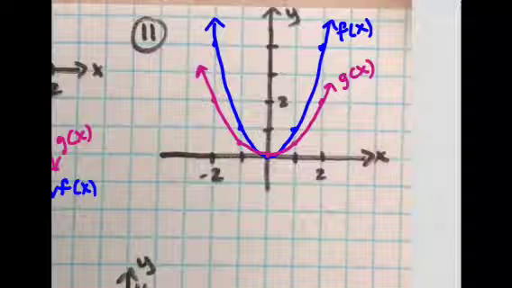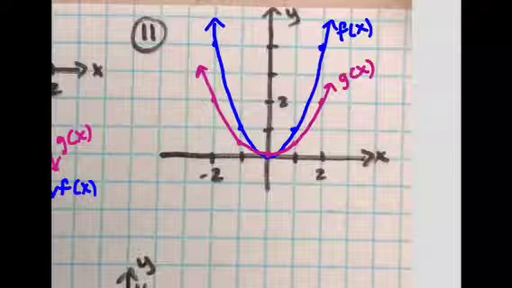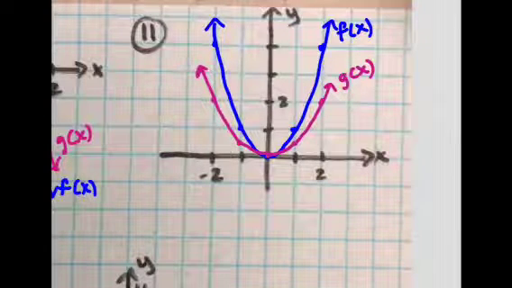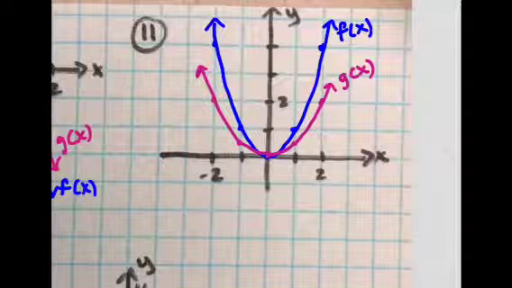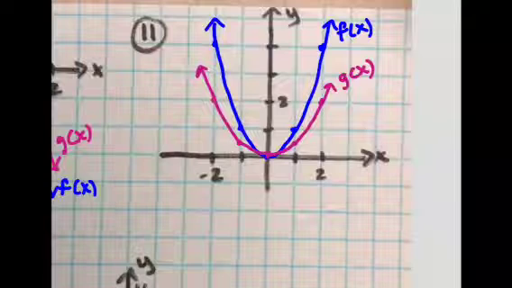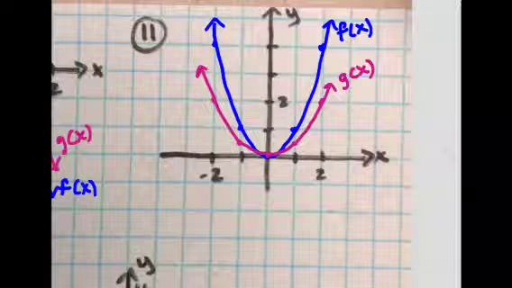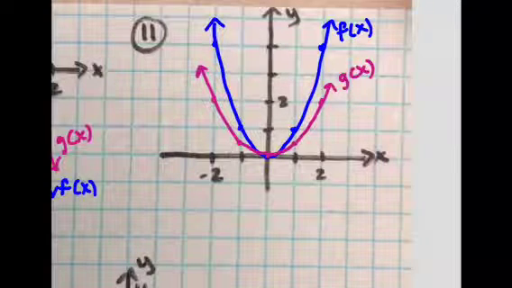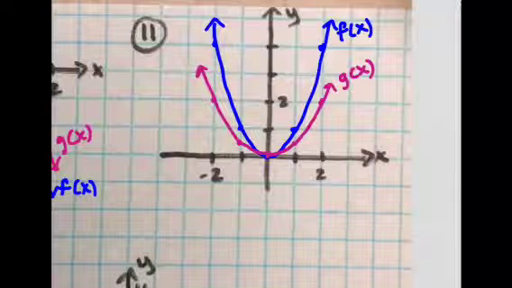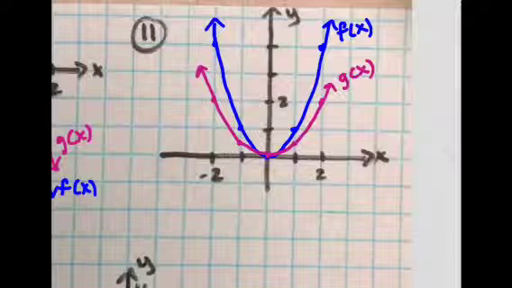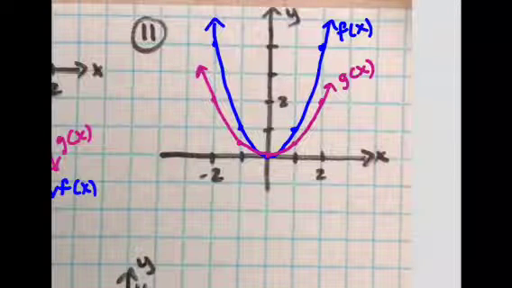Okay, for h of x, there's a horizontal compression. Even though you see a 2 there, remember, the b value is counterintuitive. So even though you see 2, we think horizontal compression by a factor of 1/2. So that means that all the x values on the blue graph, because we're starting off with a parent function, the f of x, the x values on that graph are going to be cut in half.